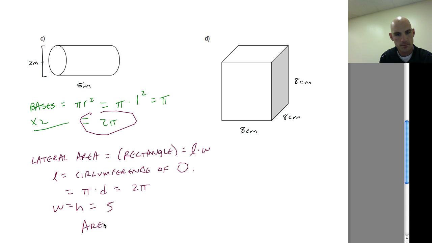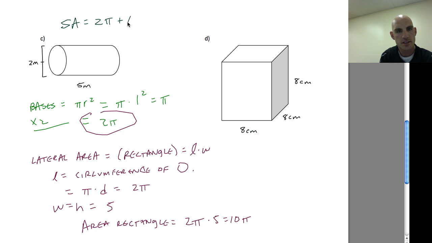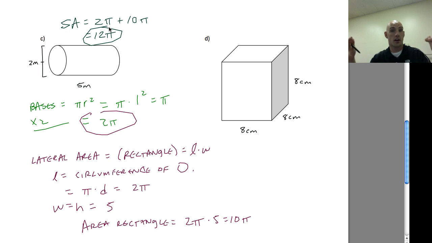So area of the rectangle equals 2 pi times 5 is 10 pi. So my total surface area equals 2 pi plus 10 pi equals 12 pi. Okay? Try to wrap your head around that. If you need to go back and relook at it, do it again. But the length of that rectangle is the circumference of that circle. And the height is the height of the cylinder. Okay? So 12 pi meters squared is the surface area. And the lateral area is this over here.